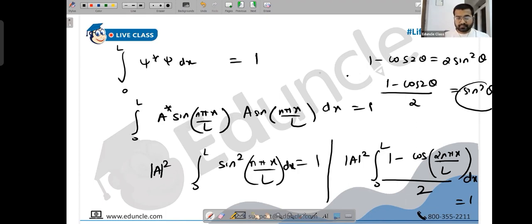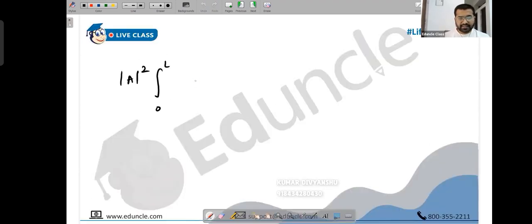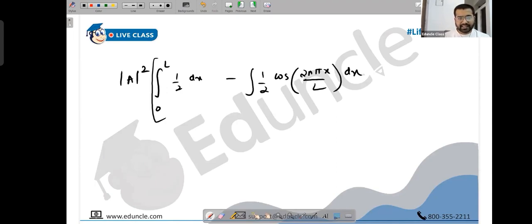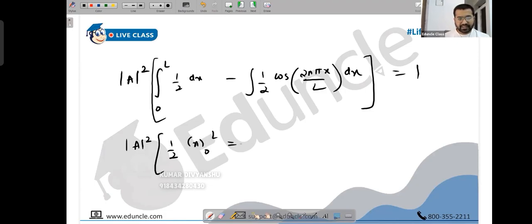Next, what do we have? Mod A square, integration from 0 to L. You can split the integration: half dx minus the integration of half into cos of 2 n pi x by L dx, equal to 1. So you have mod A square into half, which you can throw outside. Integration of dx is x from 0 to L. Half I can throw outside. Integration of cos theta is sin theta, so integration of cos is sin of 2 n pi x by L.